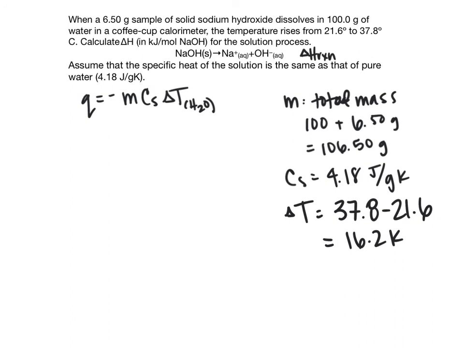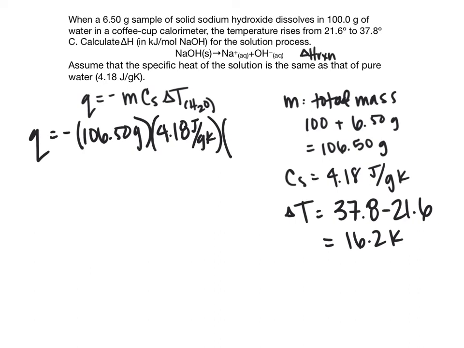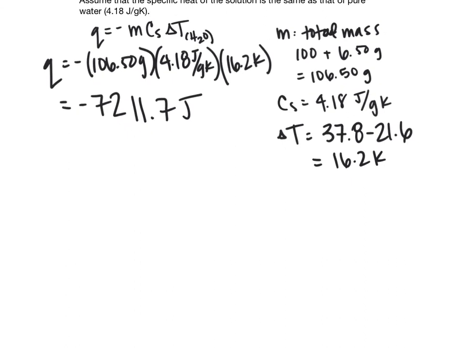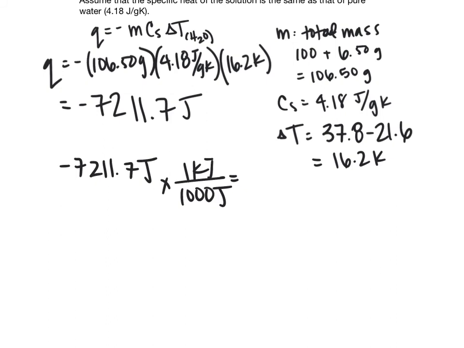So we can again plug this into our calculation. Negative 106.50 grams times 4.18 joules per gram Kelvin, and multiply that by the temperature change of 16.2 Kelvin. So once we do this, we're going to get negative 7,211.7 joules. So the answer is asked for in kilojoules per mole, so we can easily convert our negative 7,211.7 joules by dividing by 1,000 joules in 1 kilojoule. So that gives us negative 7.2117 kilojoules.